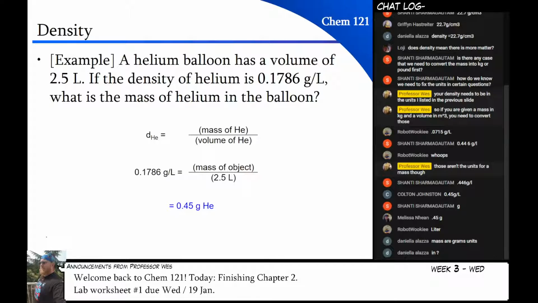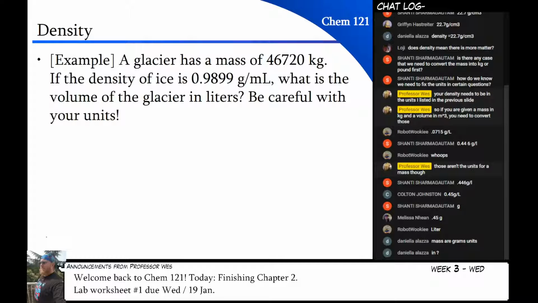For the last problem that I have here, this is the challenging one. I have a glacier, and the glacier has this mass, 46,720 kilograms. It's not a huge glacier, it turns out, because that's not very big. 46 tons of ice is not a ton. If the density of ice is 0.9899 grams per milliliter, what is the volume of the glacier in liters? And this is the part that you have to remember. Be careful with your units.